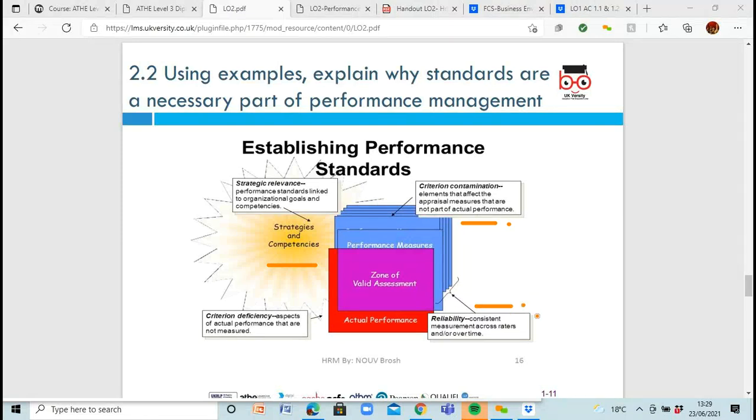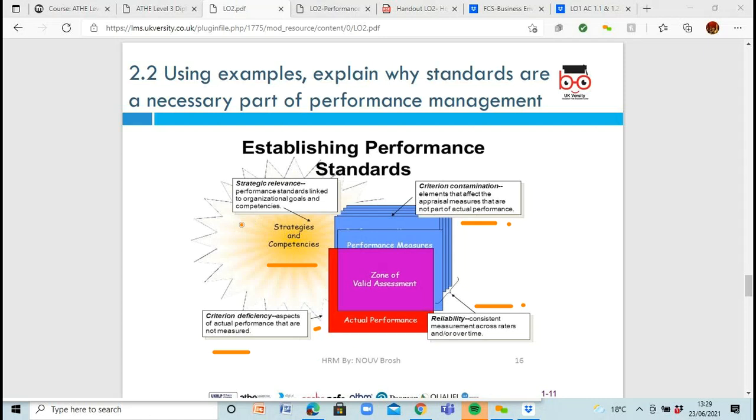So if it's saying that Vicky should see 10 customers an hour, how can she control this? Maybe we've not had 10 customers per hour walk in the shop. Maybe we've only had one person walk in. And then criteria deficiency. So what are the actual performance areas that aren't measured? So is there anything lacking in there? So you've got your actual performance, but is everything being measured against that? Or is it some unrealistic standards?